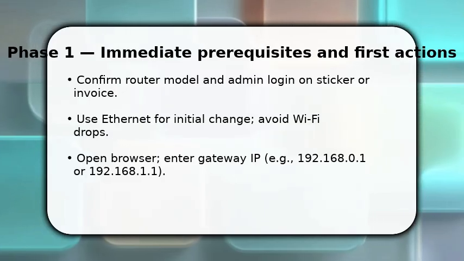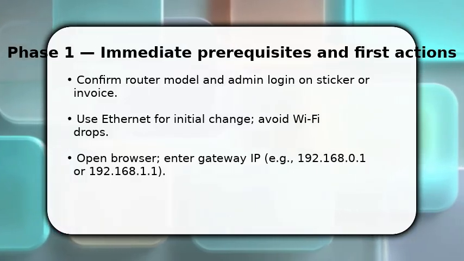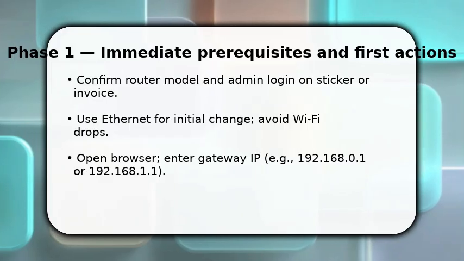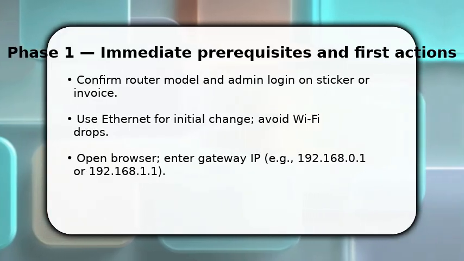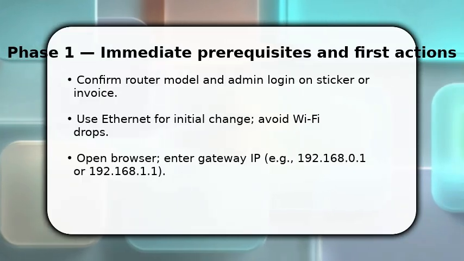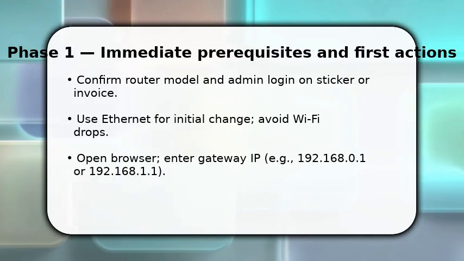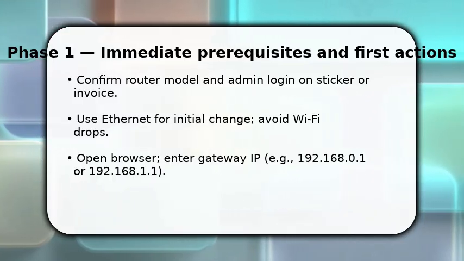You need to act now. Connect a laptop to the Hathway modem via Ethernet cable so settings won't drop mid-change. Once connected, open any browser and type the gateway IP shown on your device sticker, commonly 192.168.0.1 or 192.168.1.1.